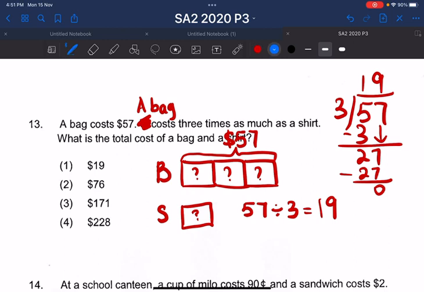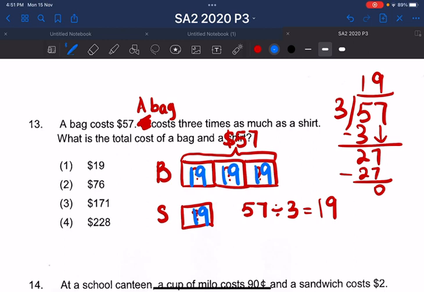Now, what is the meaning of 19? 19 just means this box is 19. This box is also 19. This box is also 19. And the box below is also 19. Okay? Now, you see on the model, there are a total of 4 boxes.